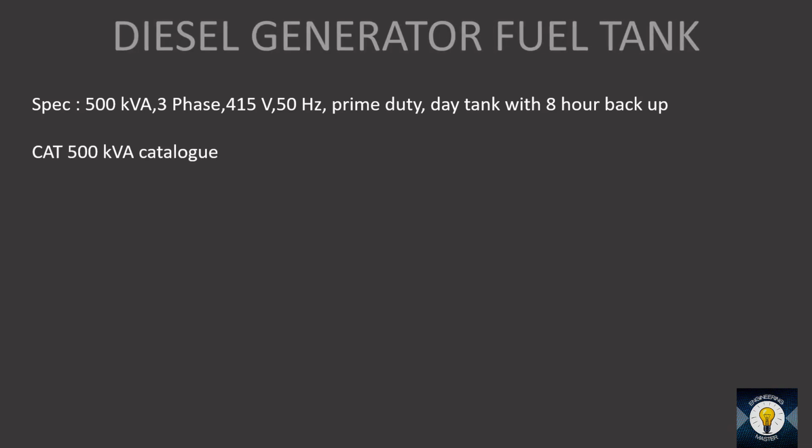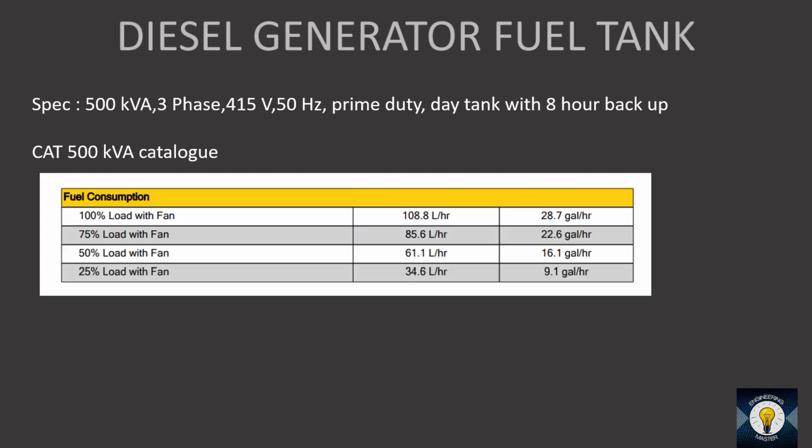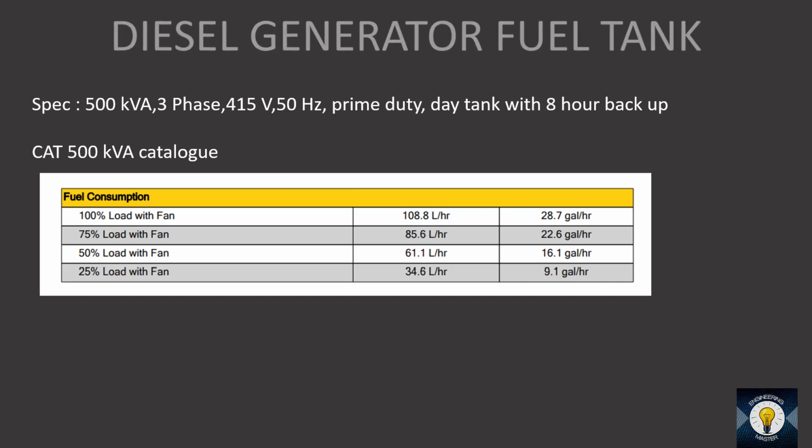What is our generator size? Generator size is 500 kVA, right? If you look at the catalog of a prominent DG manufacturer, Caterpillar, this is an excerpt from a 500 kVA DG catalog from Caterpillar. You can see fuel consumption is specified. With 100% load with fan, the fuel consumed is 108.8 liter per hour.